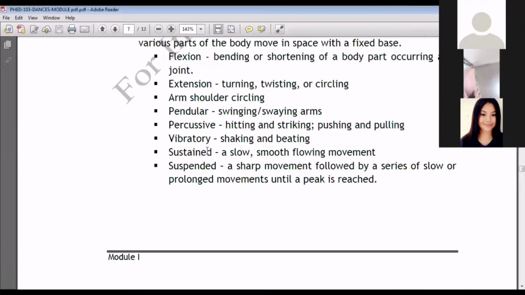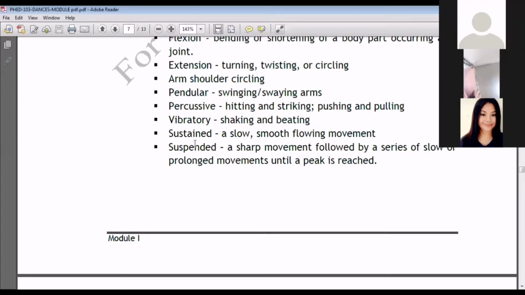Pendular movement. Pendular is still under non-locomotor. Why? Because we can move our arms or our hips, our butt, our shoulders, swaying or swinging, and it's like hanging as a pendulum. That is why it's called pendular movement. Okay?